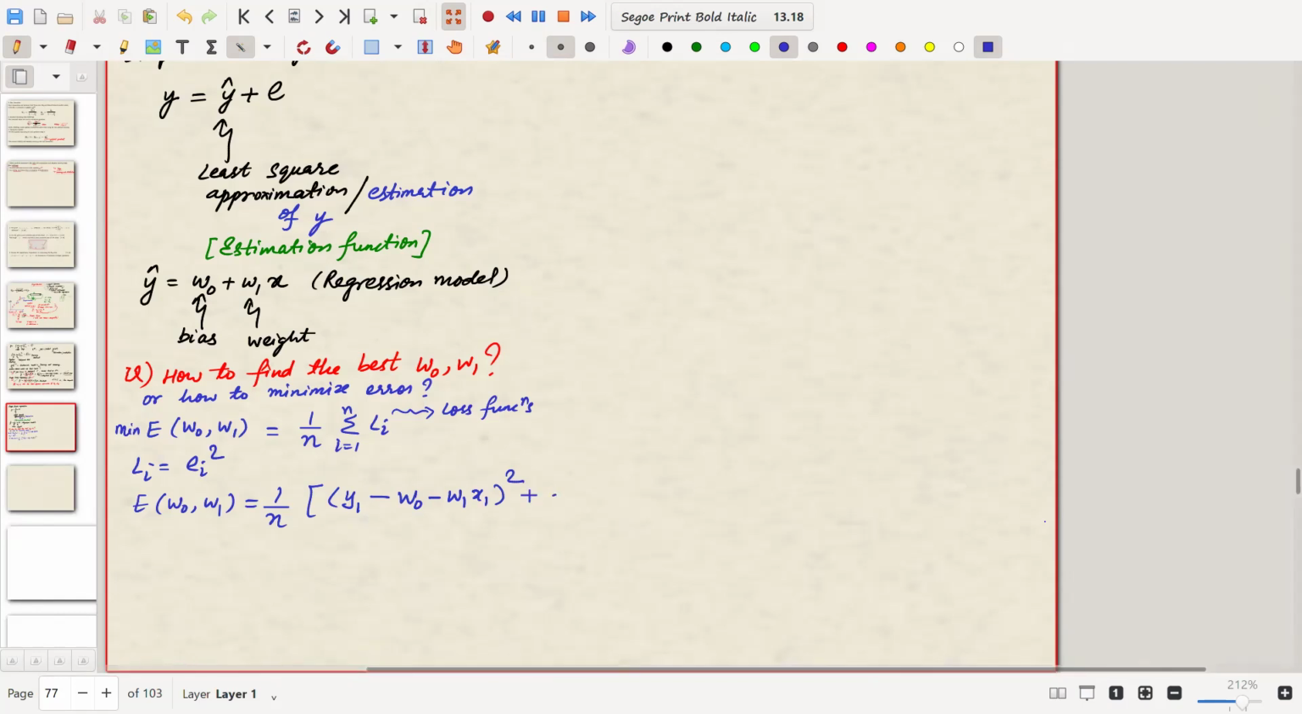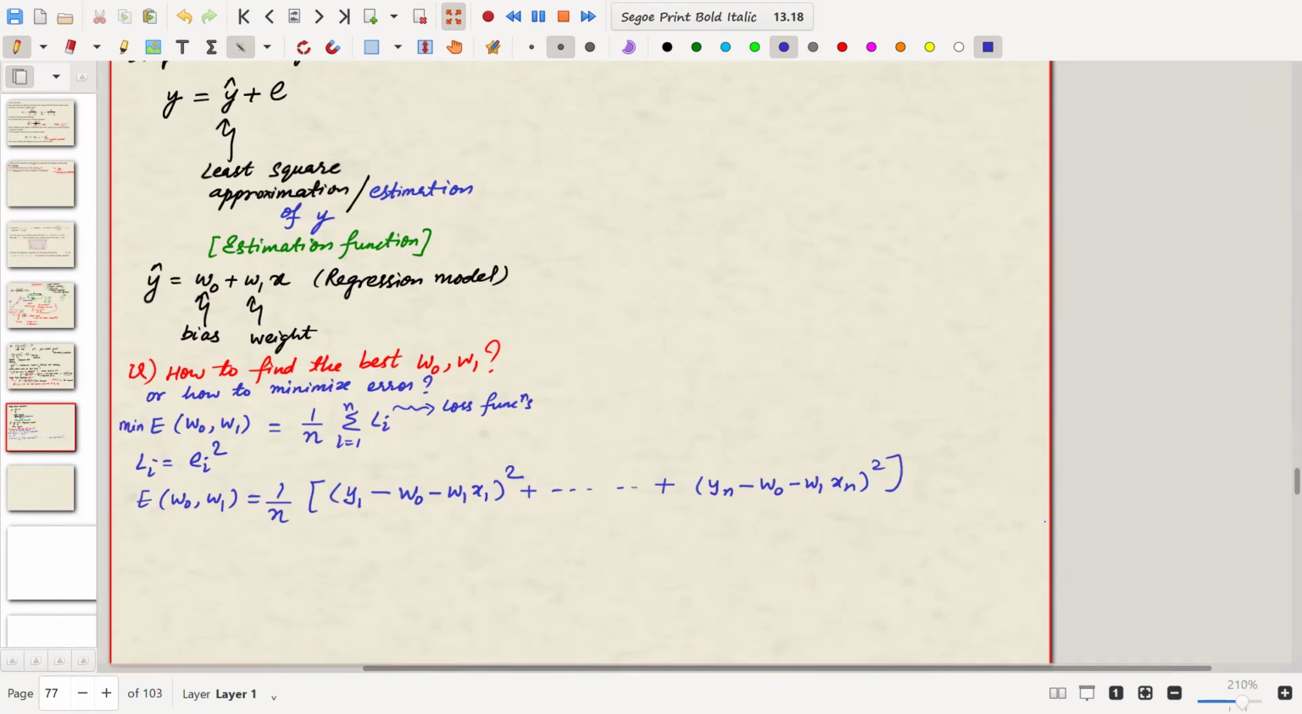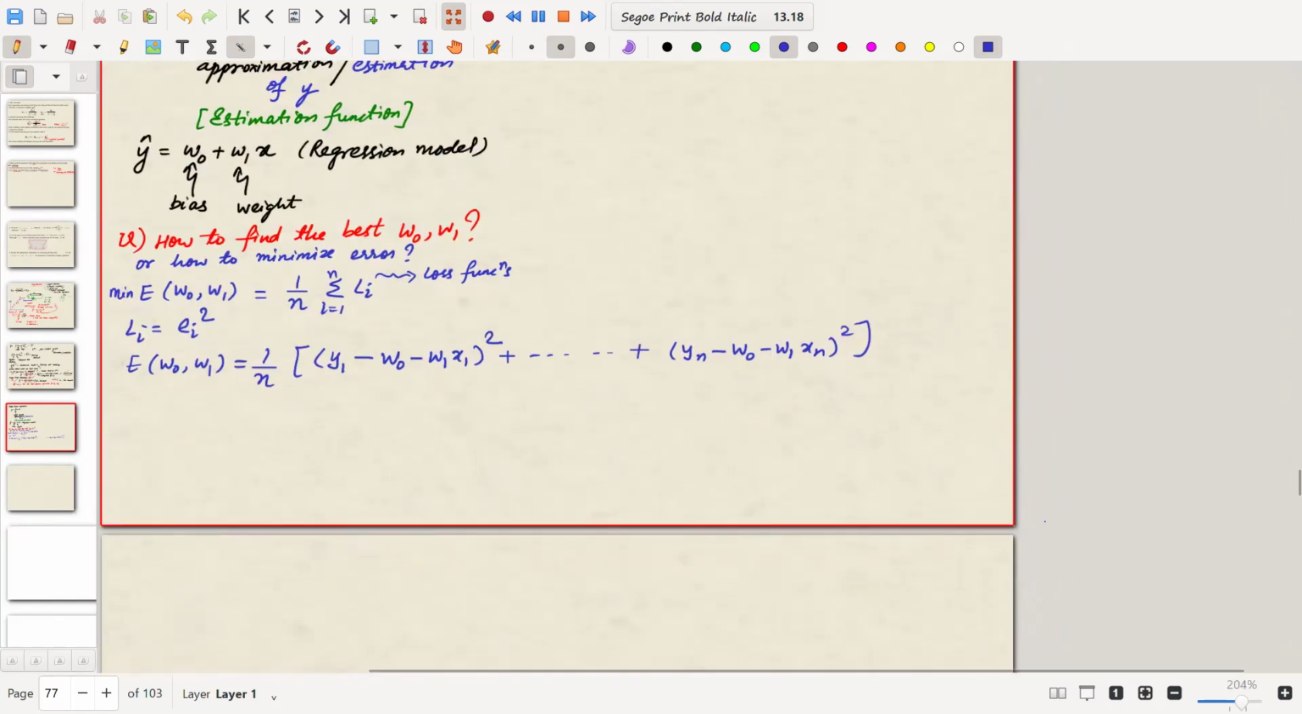Similarly, you have to do that for n number of data sets, n number of data points. So you have Yn minus W0 minus W1 xn, squared. Is it okay? Now this is E of W0, W1. You have to optimize this.